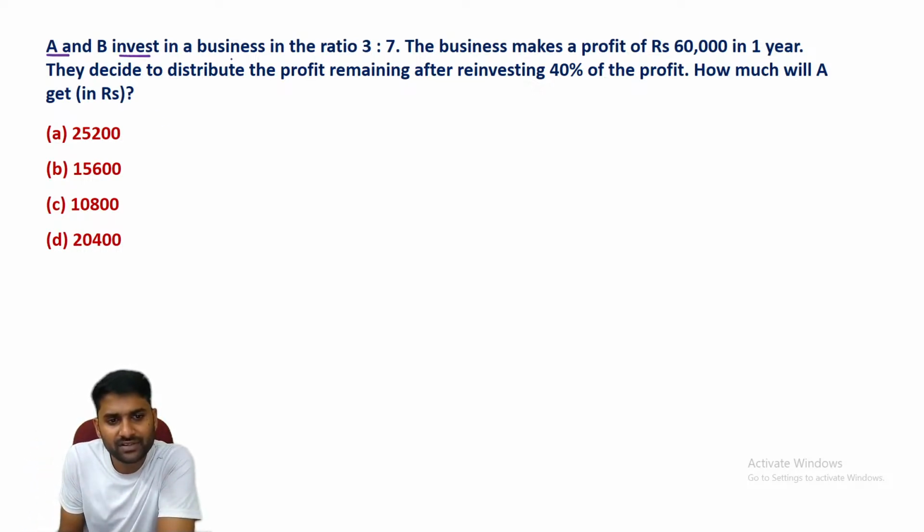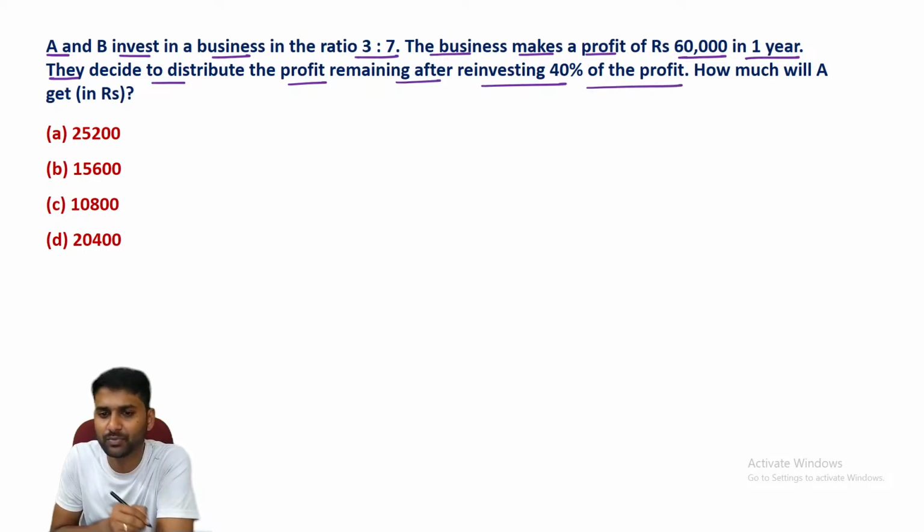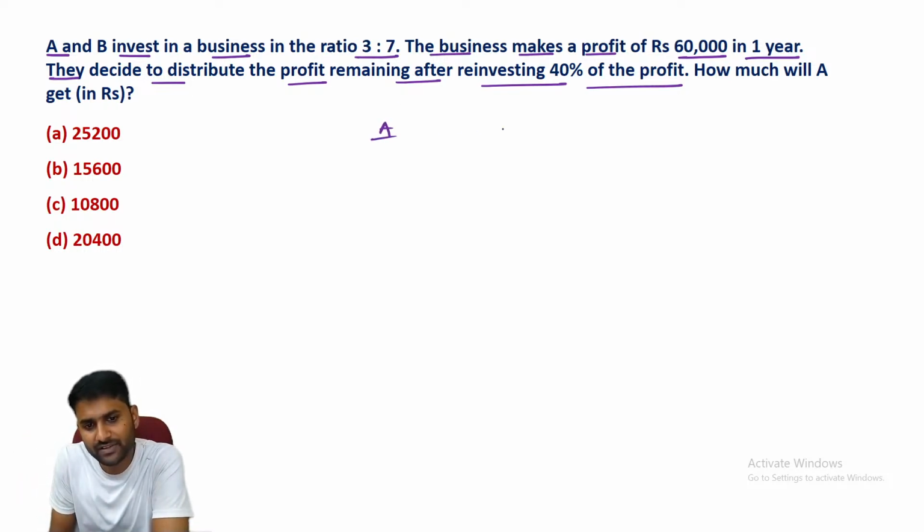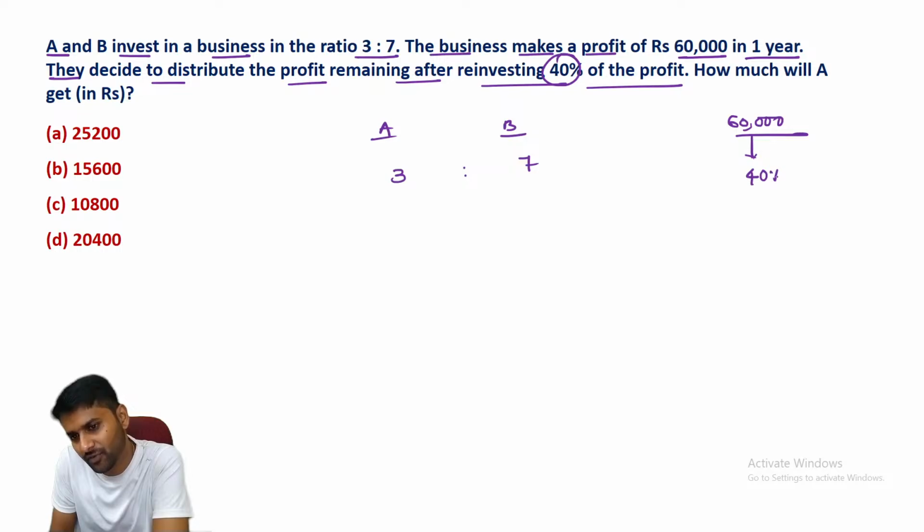A and B invest in a business in the ratio of 3 is to 7. The business makes a profit of 60,000 in 1 year. They decide to distribute the profit remaining after reinvesting 40% of the profits. How much will A get? The investment ratio of A is to B is 3 is to 7. The business makes a profit of 60,000. They clearly mention that whatever profits they get, they reinvest 40% of it.